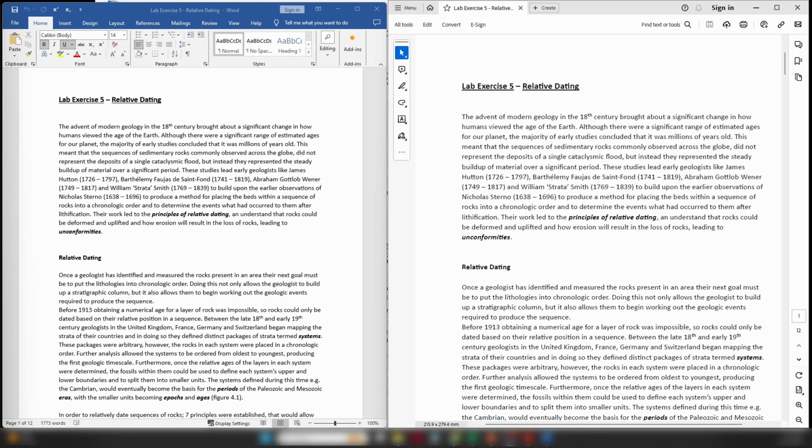So relative dating is a process that all geologists have to employ when they're doing work involving stratified rock. So when your sequence of rocks is split into distinct layers.